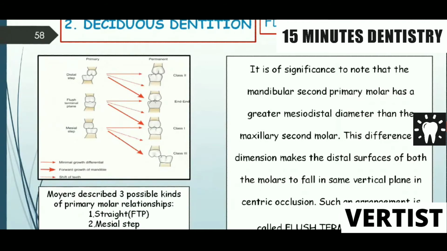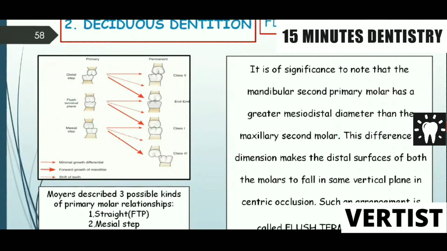Moyers has described on the left side, if you see below the diagram, Moyers has described 3 possible kinds of primary molar relationship. That is straight, that is what is being mentioned just now, plus terminal plane. Or it forms a mesial step as it is shown in figure 3, or it forms a distal step. You can take a picture, you can take a snap of this so that it becomes self-explanatory.